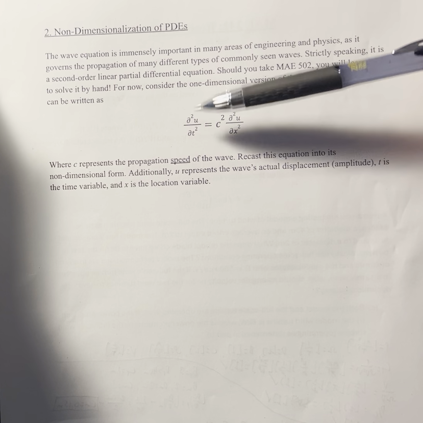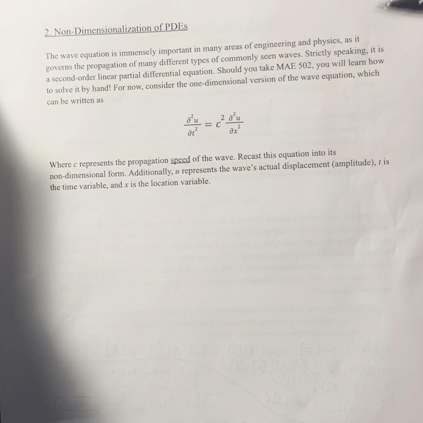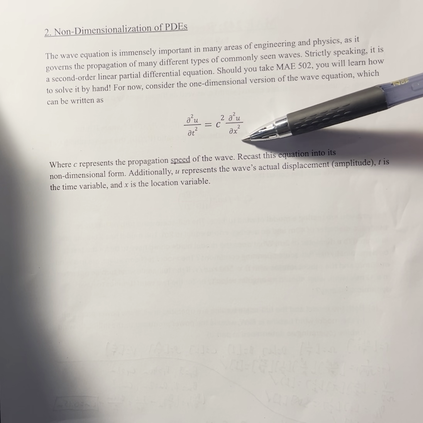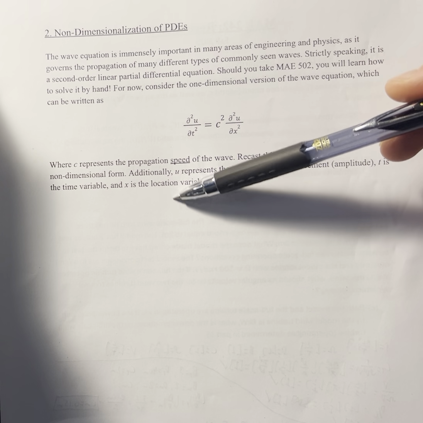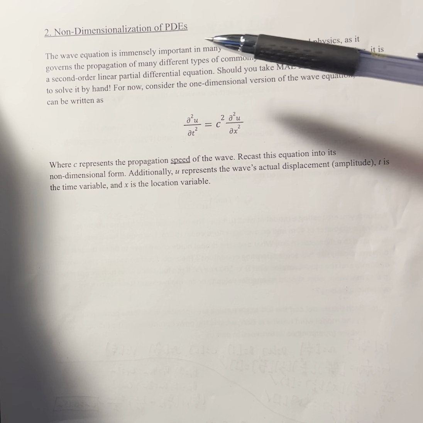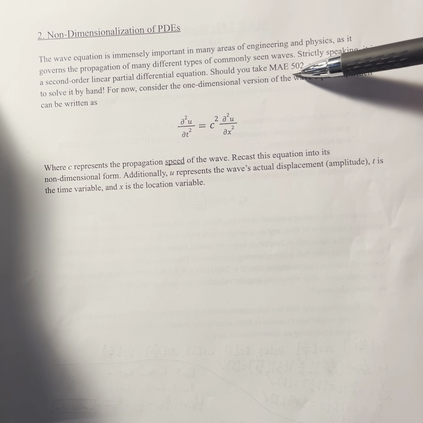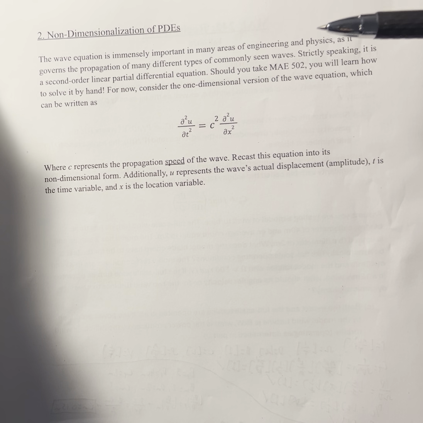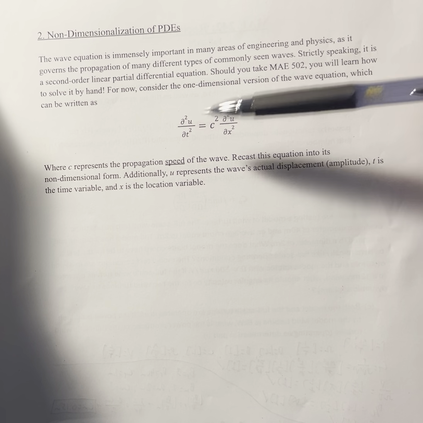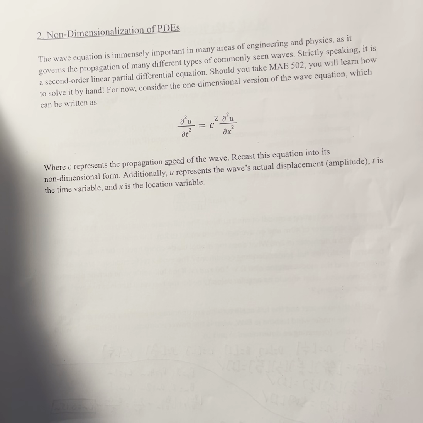So, you know, this governs waves and whatnot. Like, you've seen two sine waves, when you add them together, right? They make like a big spike. That's because they're linear combinations of each other. So linearization is very important in engineering. Should you take MAE 502 here at ASU, you will learn how to solve it by hand, which really isn't too bad. I did it. Actually, I wrote this problem. It's not too bad. It's kind of a lot of legwork, but it's interesting.